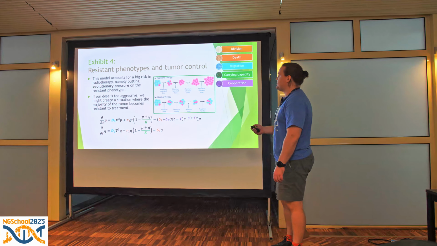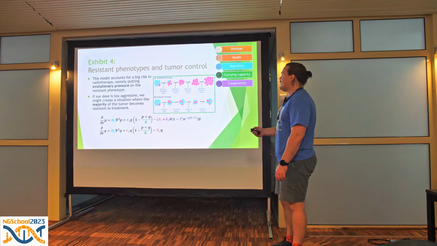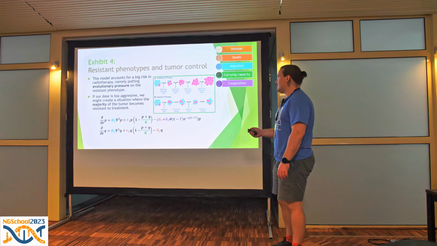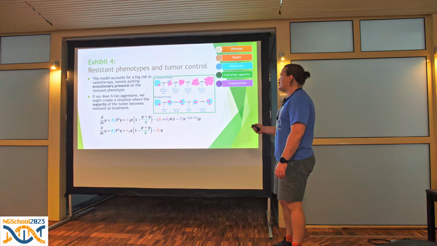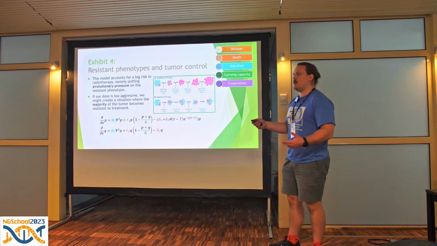So here's the situation. We have a tumor, and the blue cells now are weak, and the pink cell is resistant. And then we blast it. So now there are more resistant cells than weak cells. And that means that in this situation, where we blasted it with the maximum dose, the tumor becomes resistant, and we can't treat it with radiotherapy anymore.